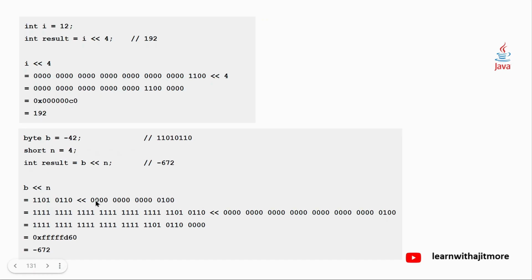Now coming to the next one. Next is byte b equal to minus 42 and short n is equal to 4. Again, here you are shifting that minus 42 which side? Left side 4 times. b is what? Minus 42. You are shifting left side how many times? 4 times. Always remember this b is byte. So before doing shifting, it is going to get promoted to integer. It will get promoted to integer.